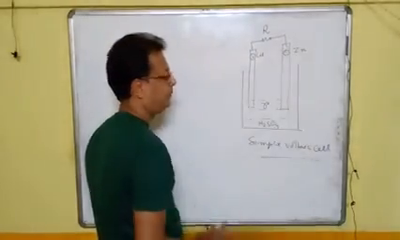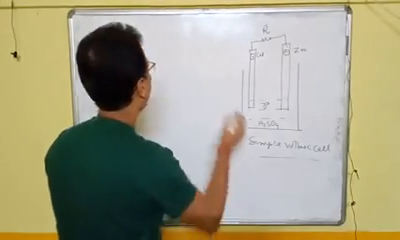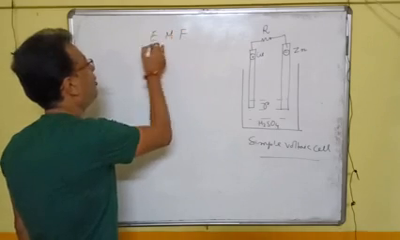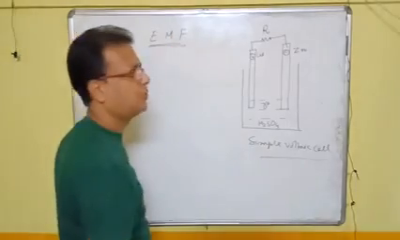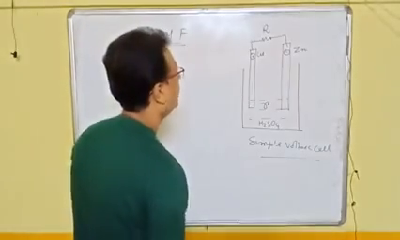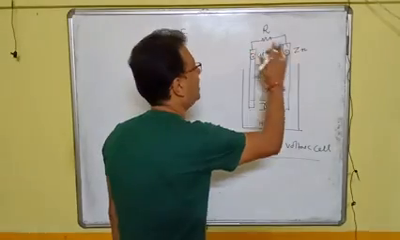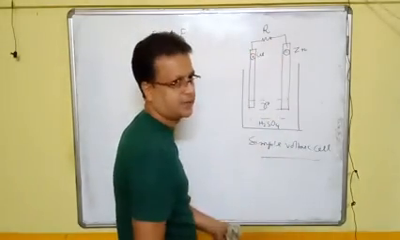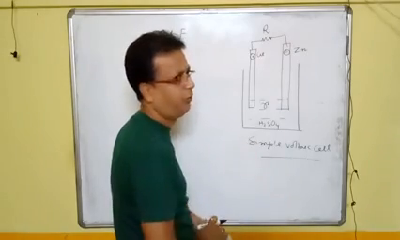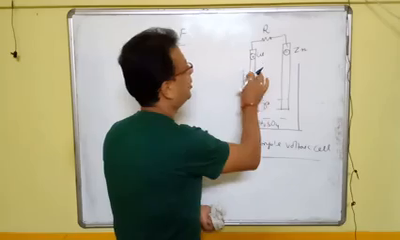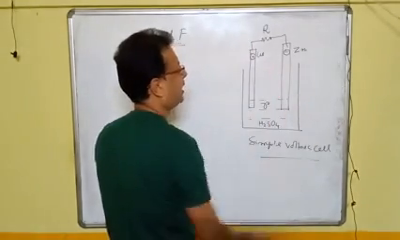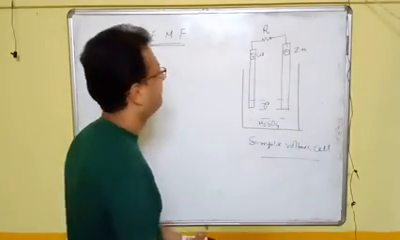Now, I want to explain to you what is called the EMF of a cell, EMF, electromotive force. That is to be understood. Current flows whenever there is a potential difference, otherwise current will not flow. So obviously there is a potential difference between these two electrodes. That is why the current is flowing.